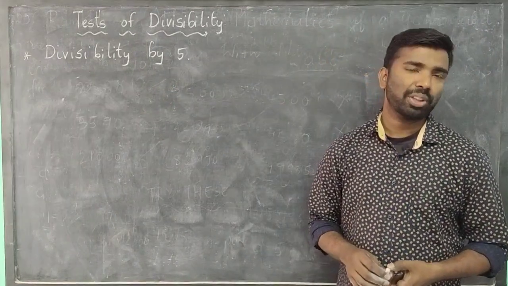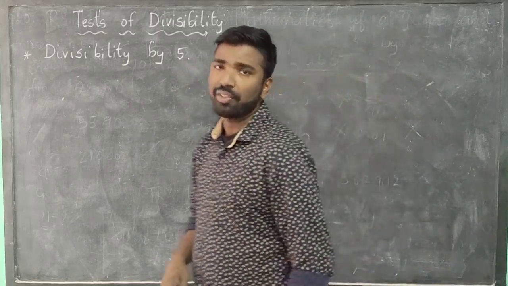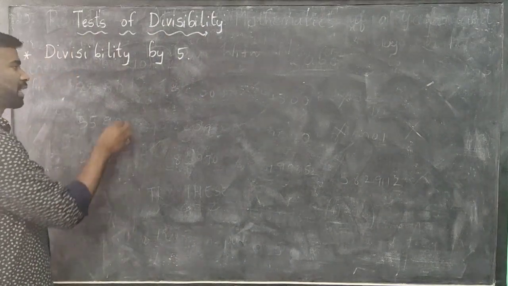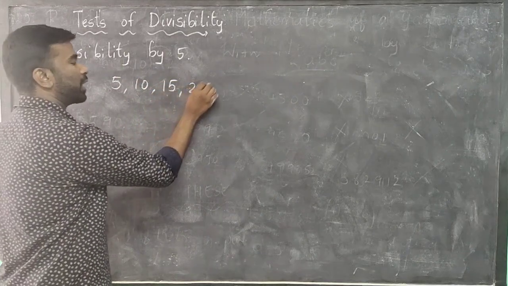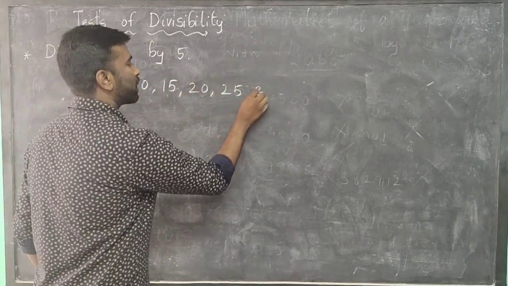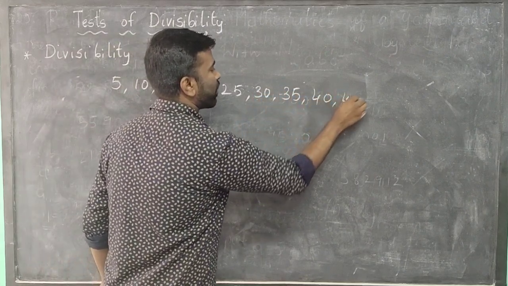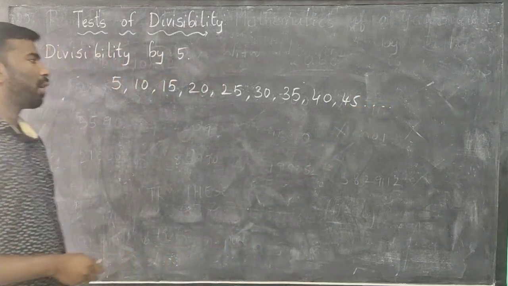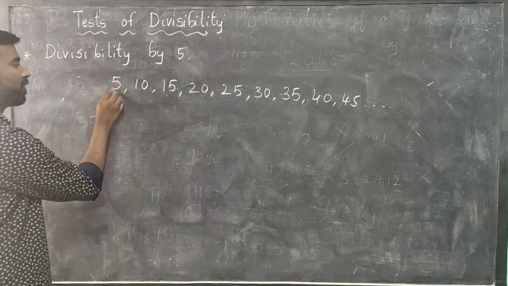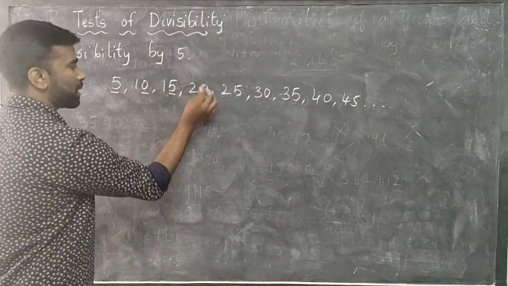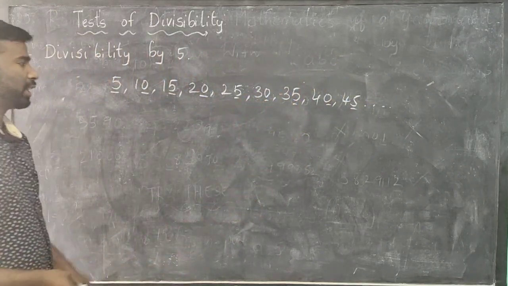Students, now we'll check for the divisibility by the number 5. Now we'll write down the multiples of 5, that is 5 table: 5, then 10, 15, 20, 25, 30, 35, 40 and 45, and the list will go on. If you observe all these numbers, in case of the unit digit, we have 5, 0, 5, 0, 5, 0, 5, 0, and the list will continue.